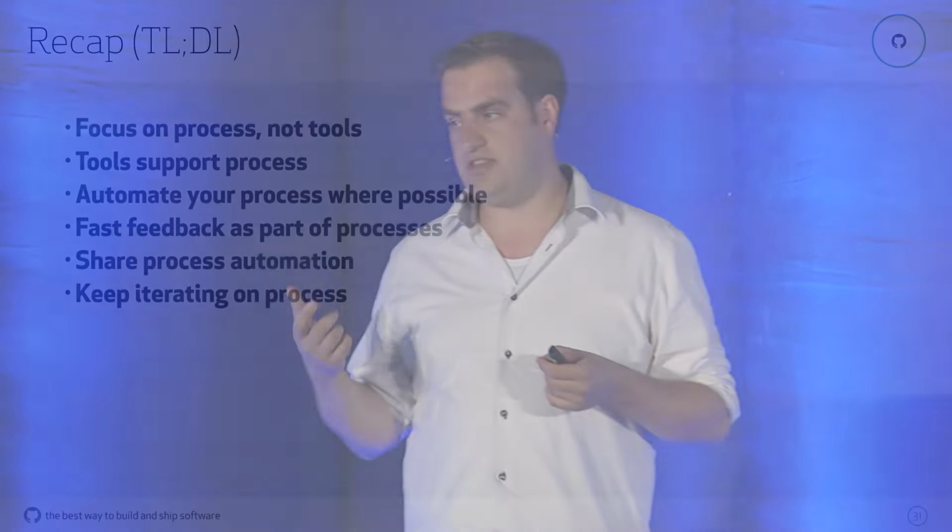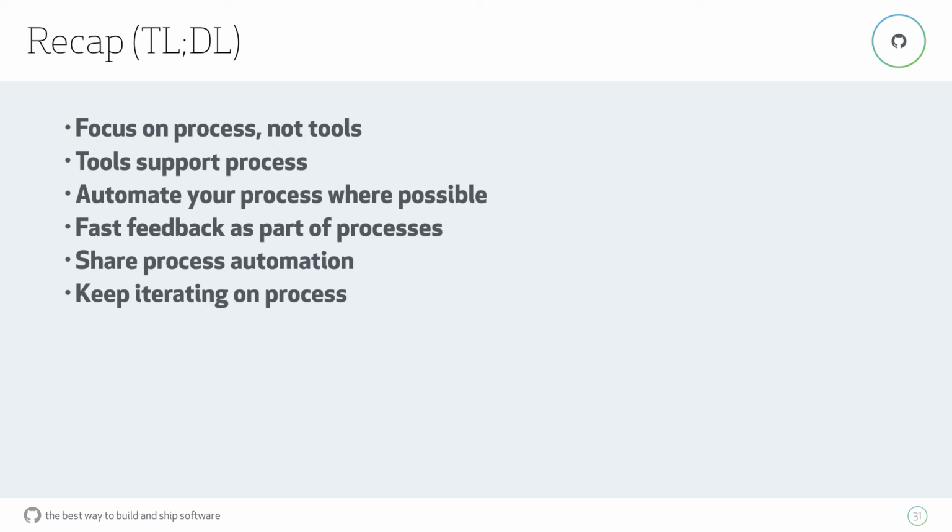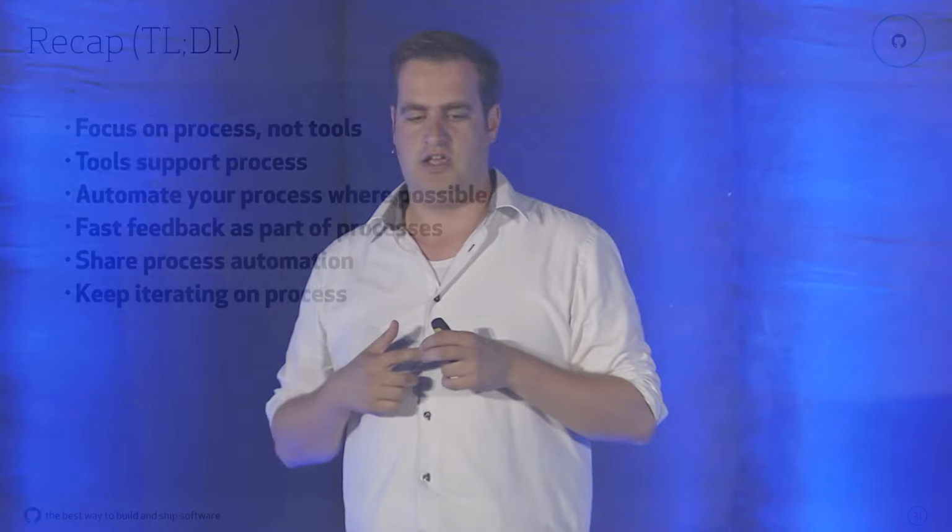Automate it where possible. If you can do something that takes manual work, just make it automatic. Fast feedback: make sure each step in your process gives you fast feedback. Don't have something where you have to wait half an hour for something to happen. We're not always as good about those things ourselves, but we really try to work on them and improve them. Share your process automation, so make sure other people see the automation you're doing.